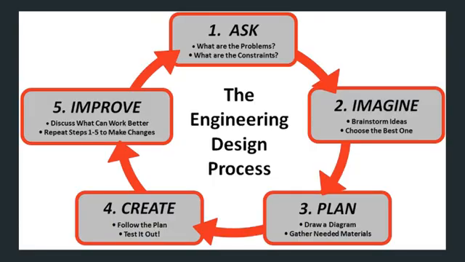Here's another way to look at the design process. It uses a circular diagram of arrows. Number 1, you are asking what the problem is that you need to solve, and what the constraints are. This would be how much time you have and what materials you can use. Next, the second step is imagine. This is brainstorming. You are going to choose the best one and move forward to step 3, the planning stage.